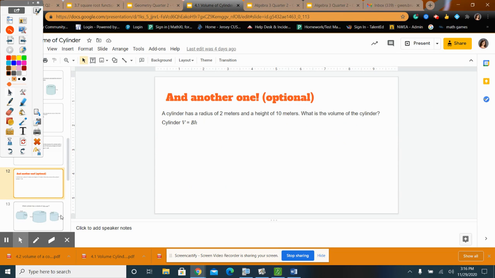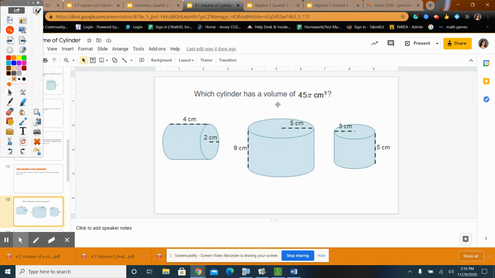Okay, next, we're going to look at this one. Which one of these cylinders has 45 pi centimeters cubed?